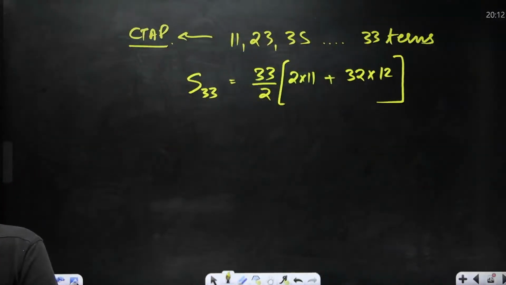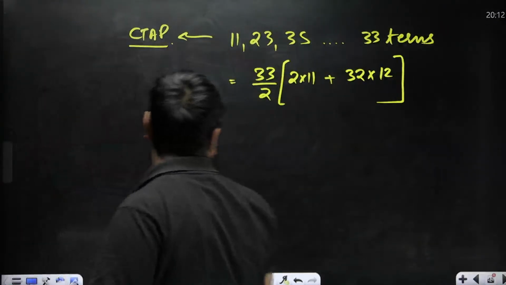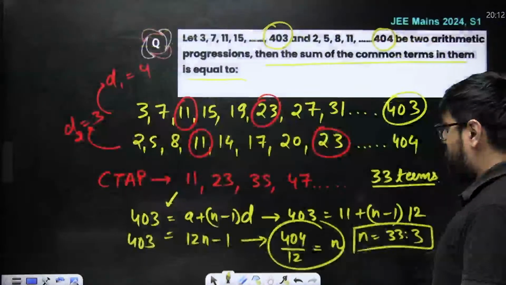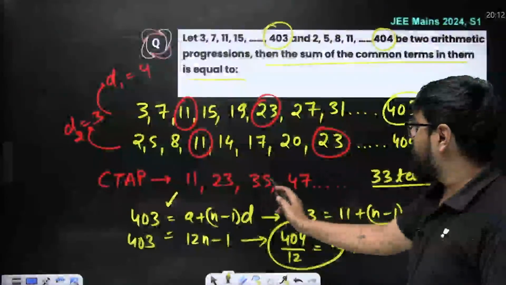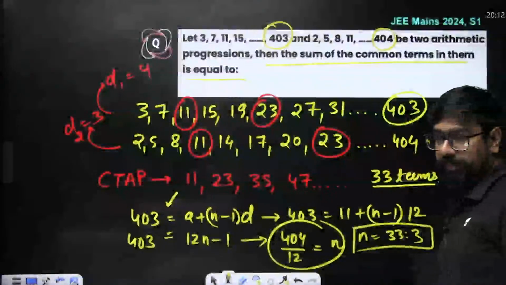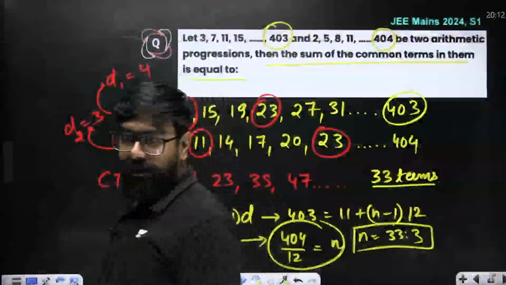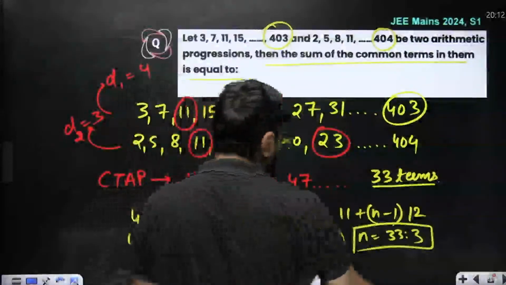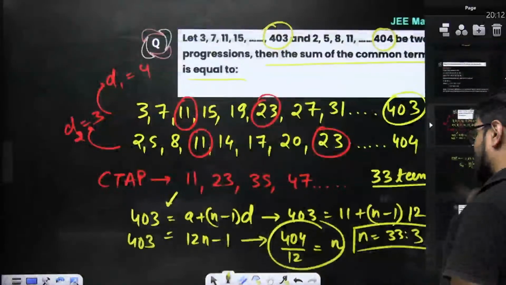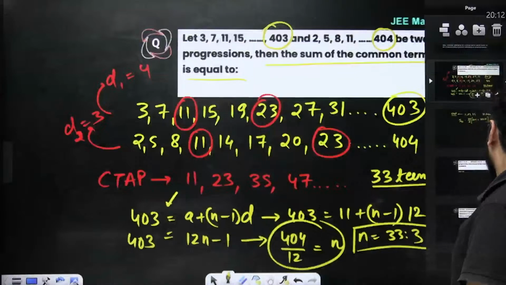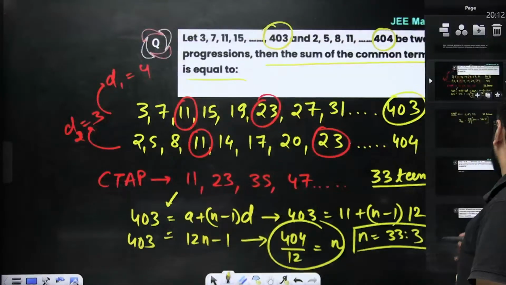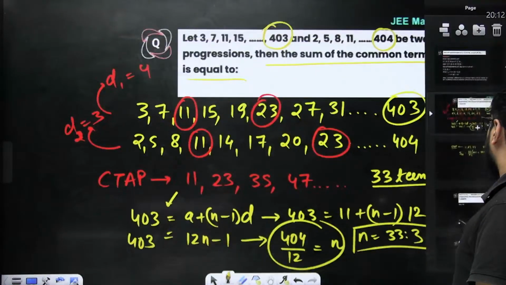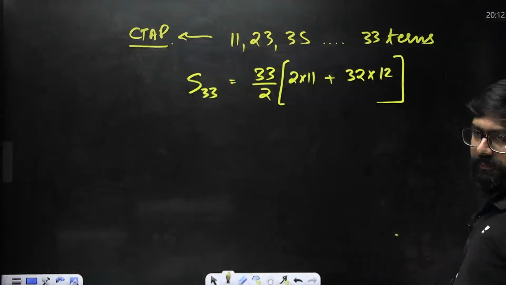So 2, 3, 5 aren't consecutive. When did I say 2, 3, 5 are consecutive? 11, 23, 35. This is the common term AP. Is it coming 32.66? Let's see. 33 should come. 33 it should be. Yeah, it should be 33 only, right? Correct only.